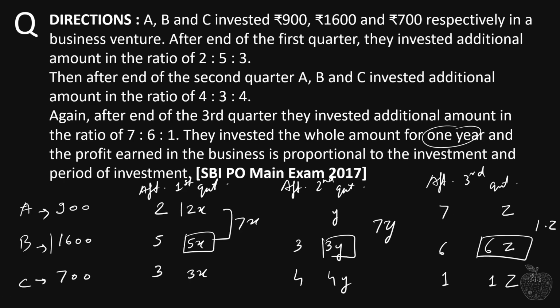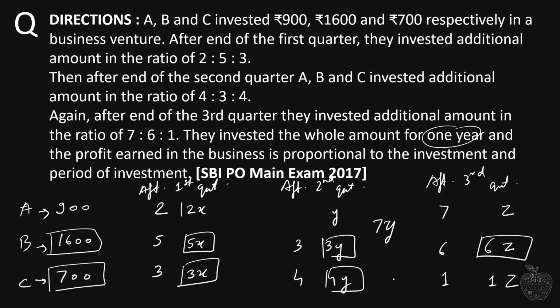All right, so the total investment of B here is 1600 plus 5x, 3y, and 6z, and the total investment of C here is 700, 3x, 4y, and 1z. So what is the total investment of B and C here? It will be 1600 plus 700 will give me 2300, 5x plus 3x will be 8x, this will be 7y, and this will be 6 plus 7, 7z. All right, this much is clear.